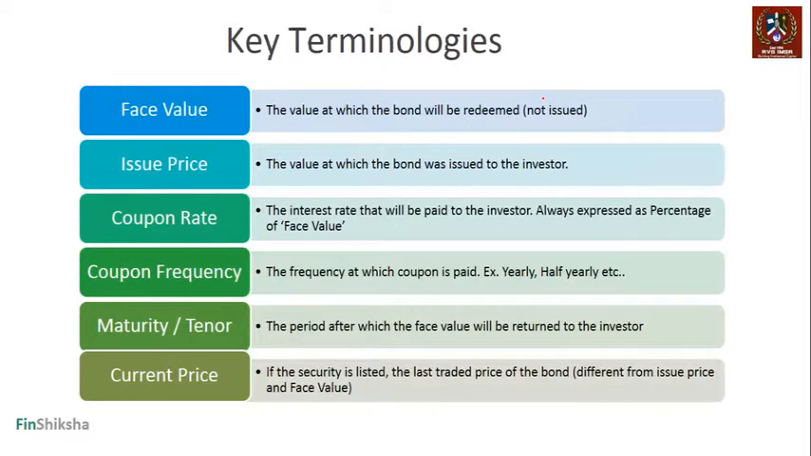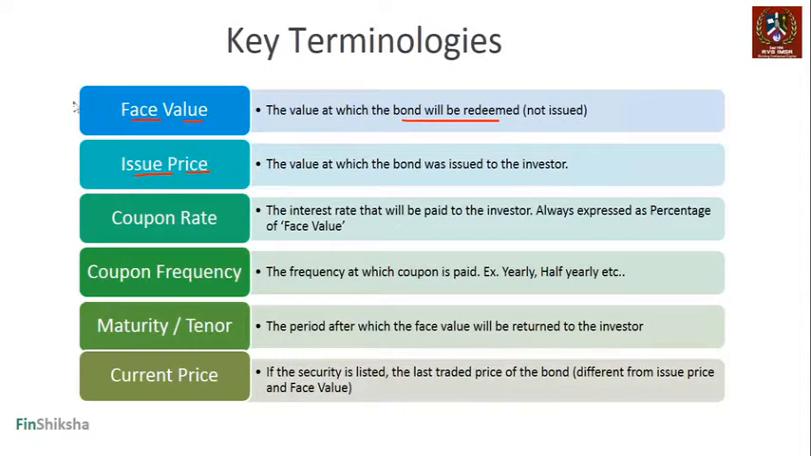Let's quickly recap what we have already learned under some of our other subjects as to some key terminologies with respect to the bond markets and bonds. Face value is the value at which the bond will be redeemed, which is nothing but the principal amount at the end, right? It's not the value at which the bond is issued. Issue price could be the same as face value, or it could be something else, right?